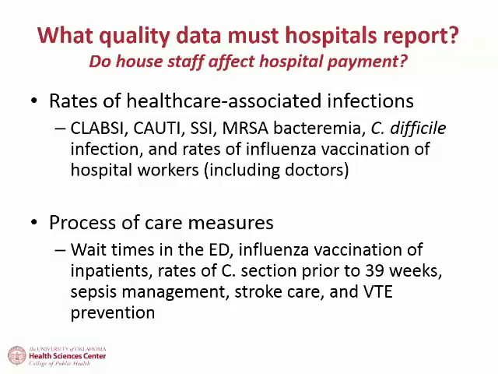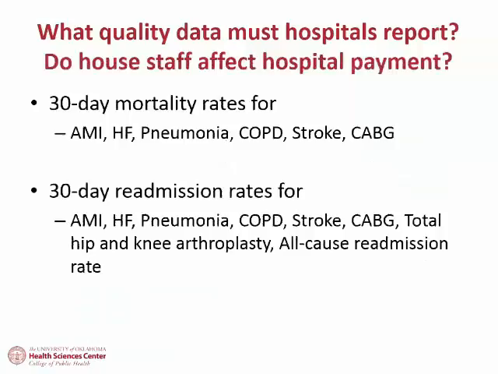Process of care measures. How long does it take patients waiting in the emergency room? Do you give influenza vaccine to inpatients during flu season? What's the rate of C-section prior to the 39th week? You know, that's a huge issue because once you start doing C-sections before the 39th week, the likelihood that the patient ends up in a neonatal intensive care unit goes dramatically up. Sepsis management. Do you have protocols in place for early identification of sepsis and management based on sepsis guidelines? Stroke care and prevention of deep vein thrombosis. Again, if the hospital does not do these things well, the hospital's Medicare payment will be cut. And again, I think all of you can have some impact on some of these rates.